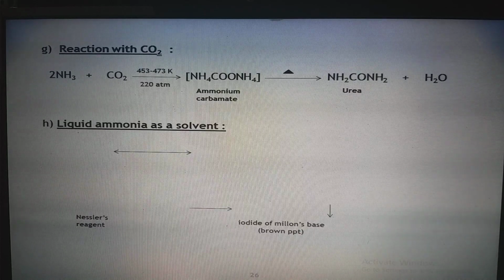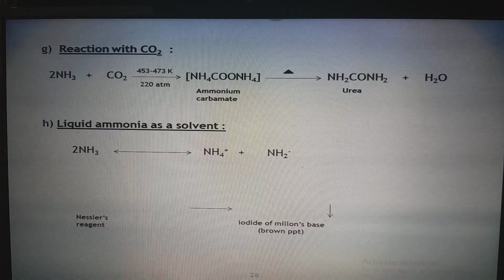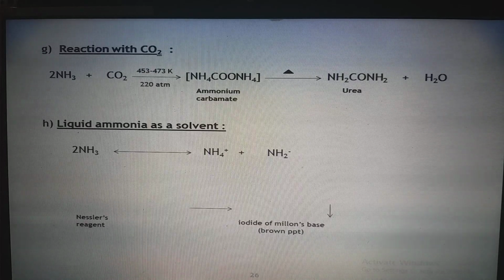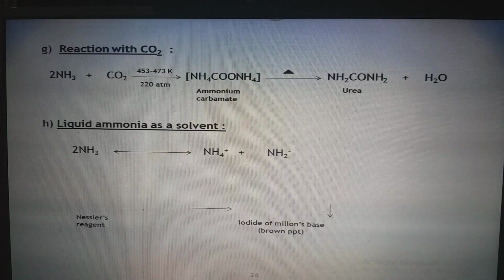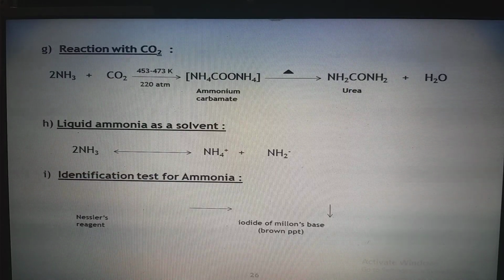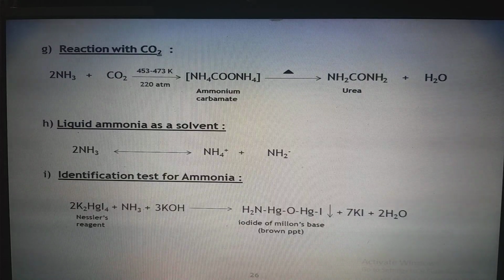Liquid ammonia acts as a non-aqueous solvent. It dissolves organic compounds. 2NH3, when dissolved in water, forms NH4 plus and OH minus, but when it undergoes self-ionization, then it forms NH4 plus and NH2 minus. Identification test of ammonia. Ammonia reacts with Nessler's reagent in presence of a strong base to give a brown precipitate. This brown precipitate is actually the iodide of Millon's base.